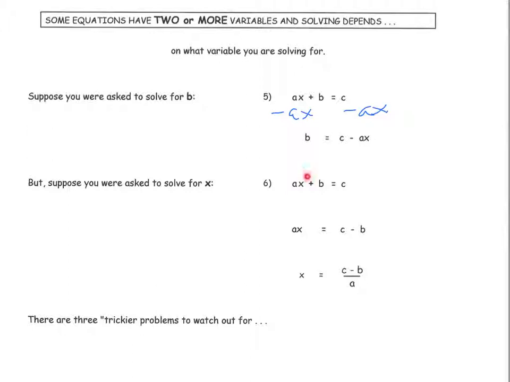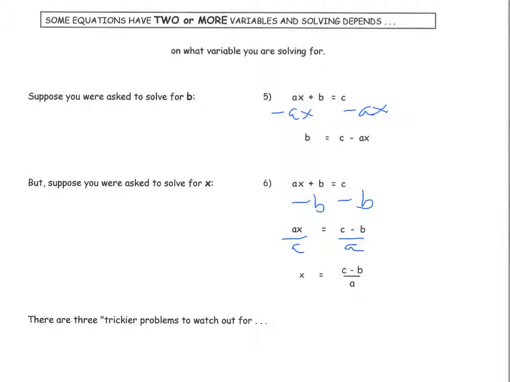Now suppose we were asked to solve for x. The first thing we would do is subtract b from both sides. That gives us that ax is equal to c minus b. Now we have to detach the a from the x. They can no longer stay together like they did over here when the focus was on b. So since a is attached by multiplication, you divide by a. And that gives us that x is equal to c minus b divided by a.